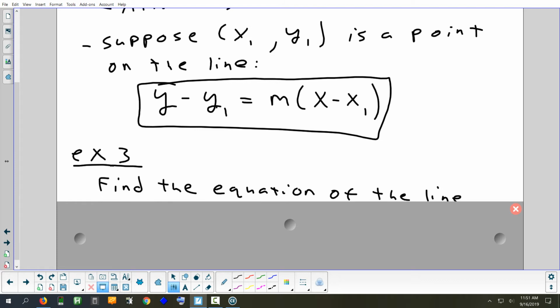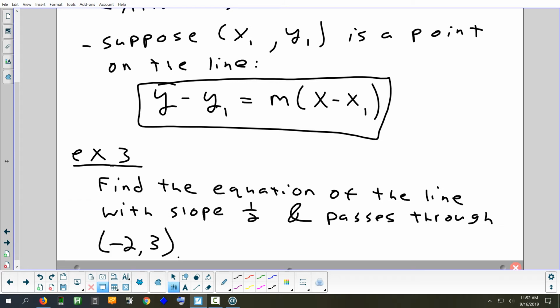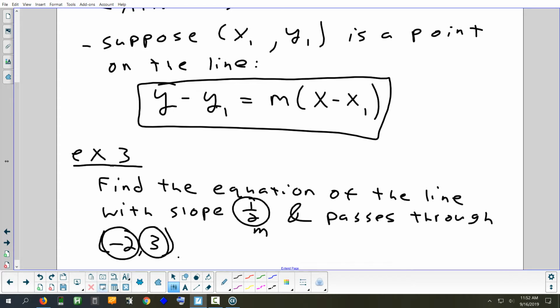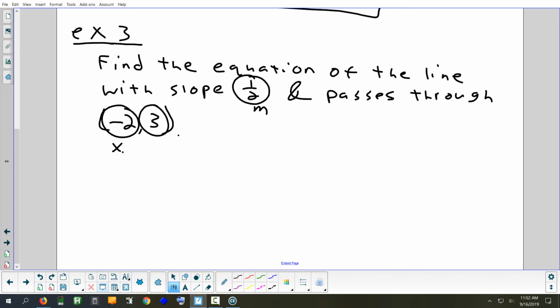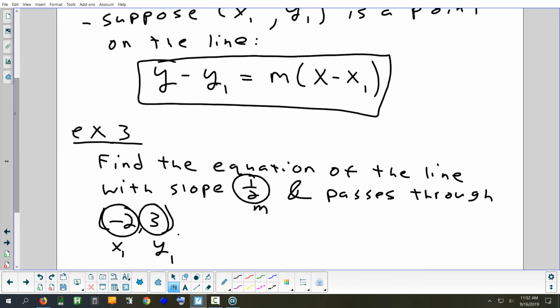But here is a perfect problem where you could use that formula. Find the equation of a line that has a slope of a half, that's your m, and it has to go through the point -2, comma 3. So you never fill in for the x and the y. Only fill in for the y1, the m, and the x1. And if you didn't want to use this formula, you could get around it with using y equals mx plus b. It'd be a little more work, but you could.